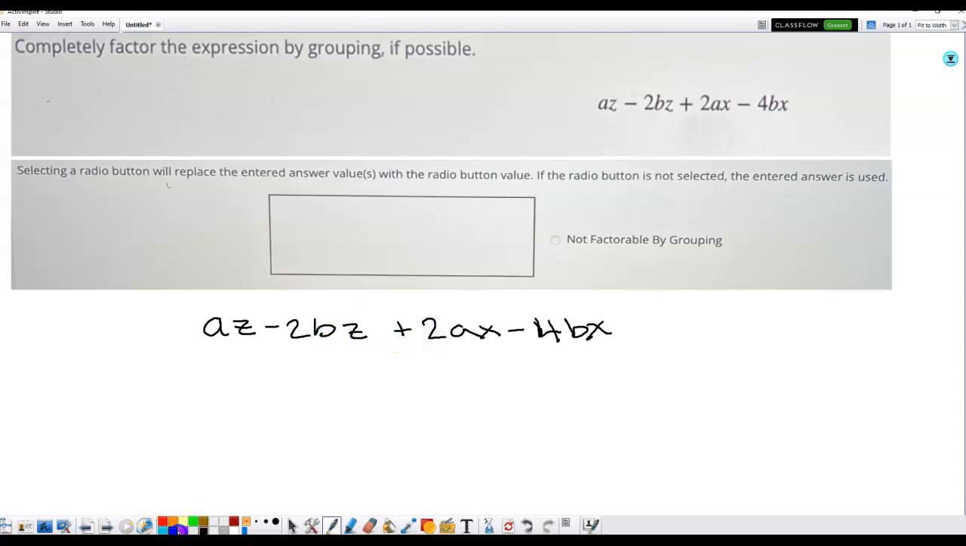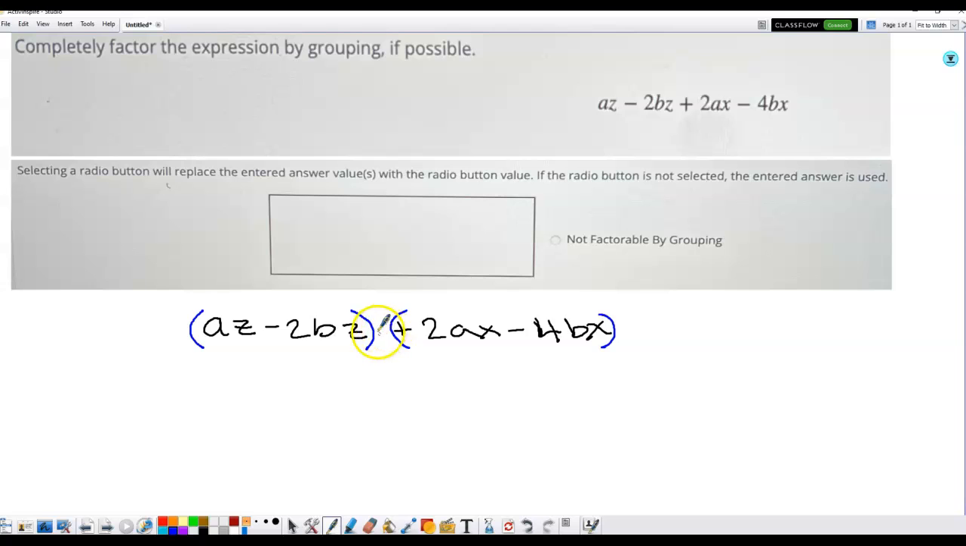When we factor by grouping, our first step, after we look to see if there's a GCF across everything, and there is not. This has a Z each, but there's no Z's here. This one has an X each, but there's no X's there. Here's a 2, here's a 2, and here's a 4, but there's no factor of 2 here. So we're going to go straight to that next thing, which is to put parentheses around the first 2 terms, and parentheses around the last 2 terms.